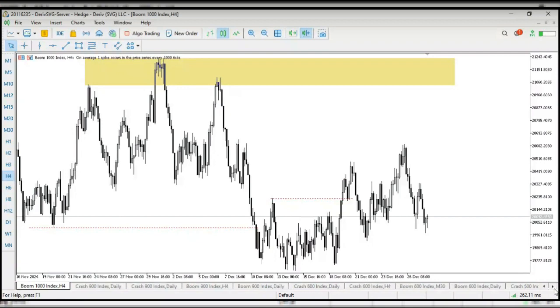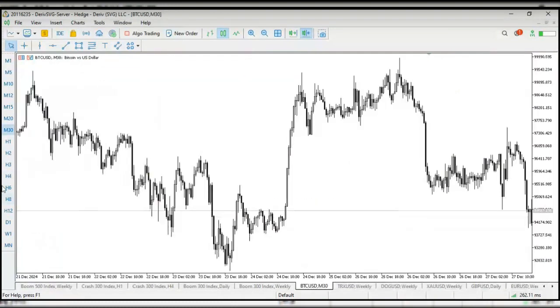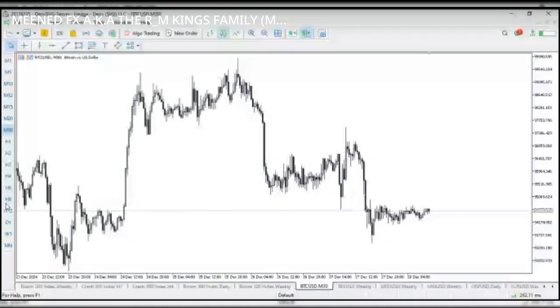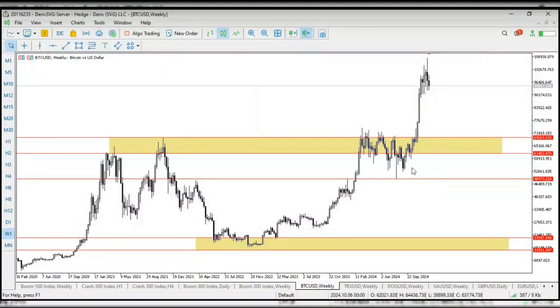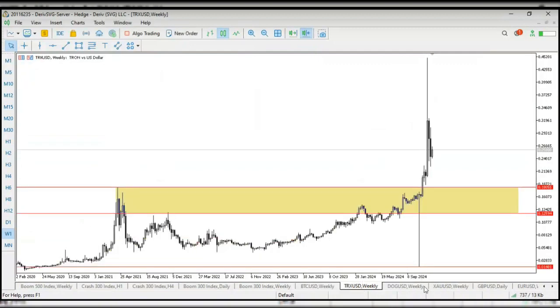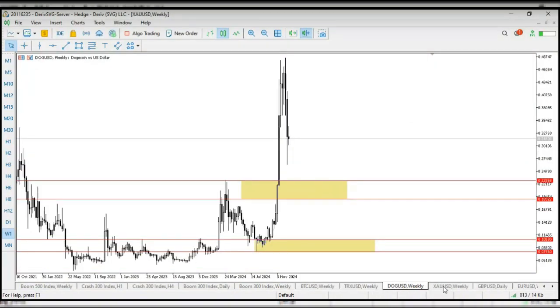I know, because I trade Boom and Crash as well. All right, so I just took liberty to check Bitcoin also. I've analyzed Bitcoin. I know where to take my investment from, and these are the zones I've already looked at. If price doesn't get to those zones, there's no investment, right? I've checked Tron, I've checked Doge. I'm just showing you what I've done.